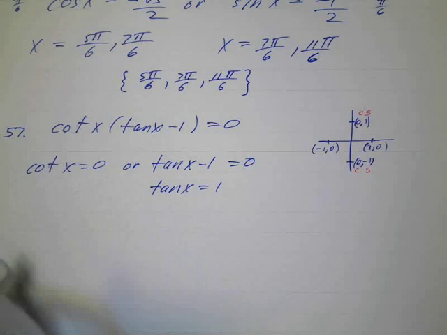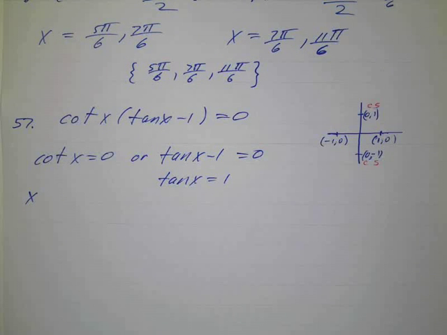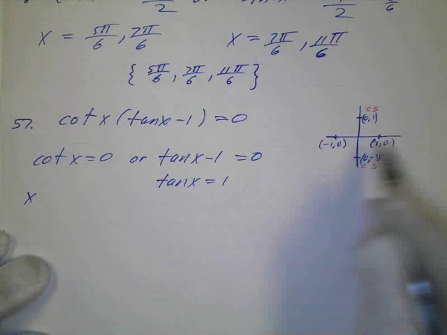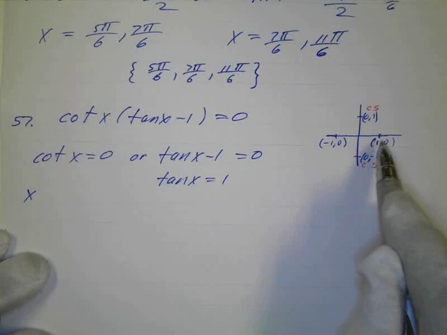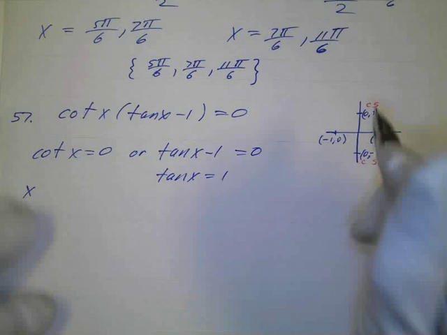Okay, so when is the cotangent equal to 0? The cotangent of x equals 0. Well, the cotangent graph's a little bit different from the tangent graph because it's kind of shifted over. So I just refer to the good old unit circle over here. These are the coordinates: 1, 0, negative 1, 0, 0, 1, 0, negative 1. That's a quick way to do it.